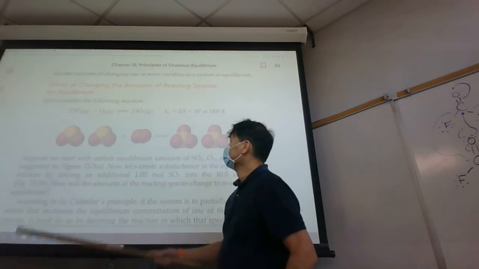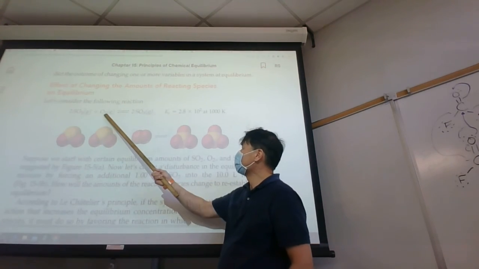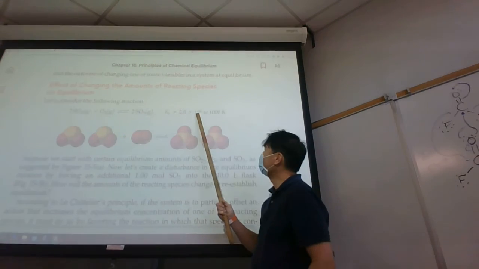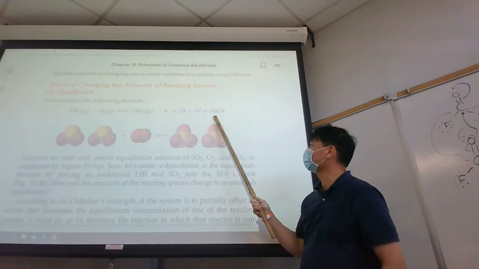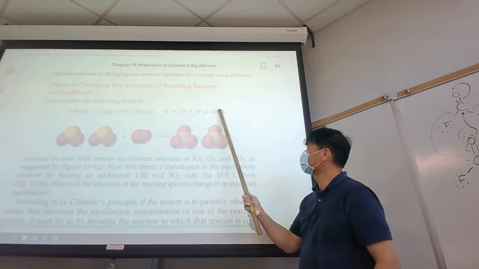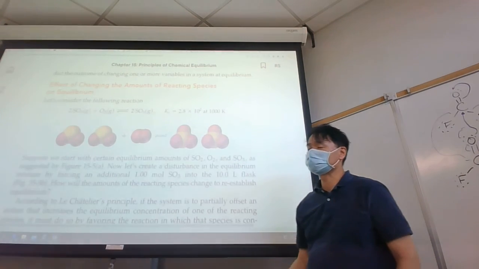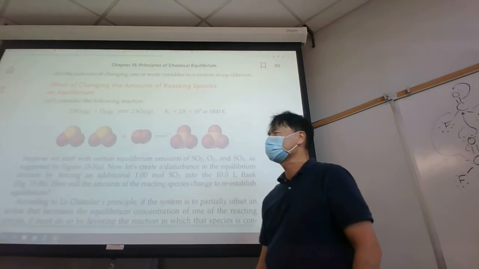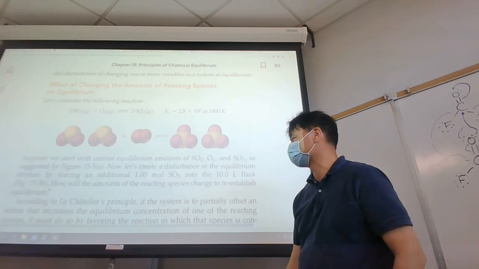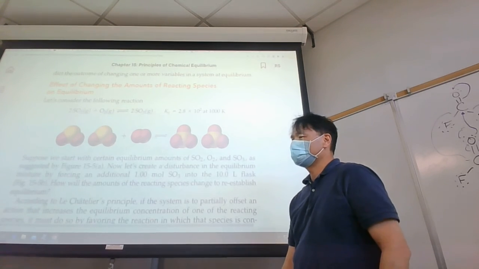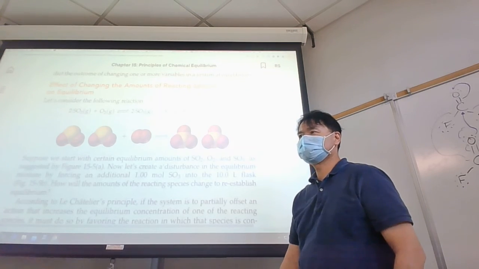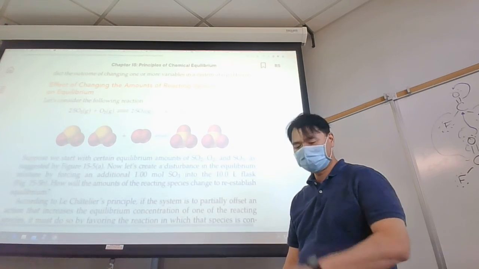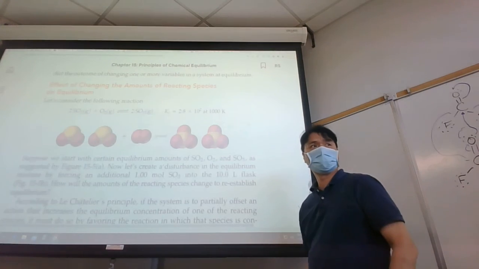So here's the reaction. The sulfur dioxide plus oxygen yields sulfur trioxide. And the Kc is 2.8 times 10 squared at 1,000 Kelvin. Usually we specify the temperature. If the temperature is not specified, then we take it at 298, just normal room temperature. There's also standard temperature. What's the standard temperature for gases? 0 degrees C.